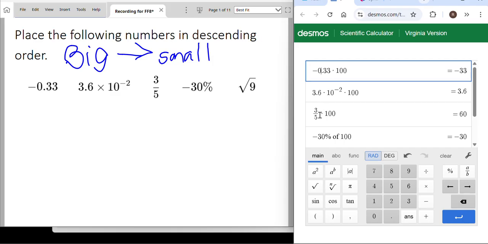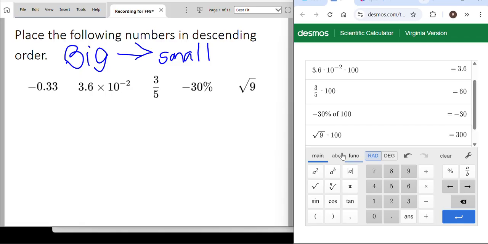Then we have 3 over 5 times 100, which gives us 60%. Then negative 30% of 100 is negative 30. So we've got two negative numbers we're going to have to work with. Then we have the square root of 9 times 100, which is 300.